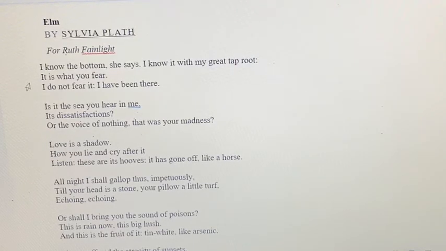It's what you fear. So the you here is presumably the person listening to the poem, kind of like any human being, is kind of who the tree is speaking to. And the tree says, I know you're scared of the earth, but I'm not scared of it. I know the bottom. I know it with my tap root. I don't fear it. Is it the sea you hear in me?